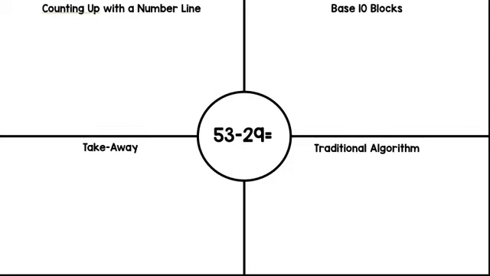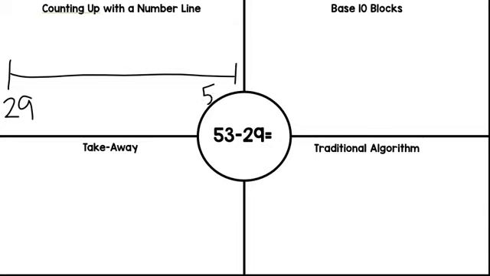The first way that we're going to solve this question is using the counting up with a number line strategy, okay? So we are going to start by drawing our number line. Now, we are subtracting 53 minus 29. Our goal is to figure out, how do I get from 29 to 53? Guys, we are going to have to do a little bit of addition here. We are counting up, okay?